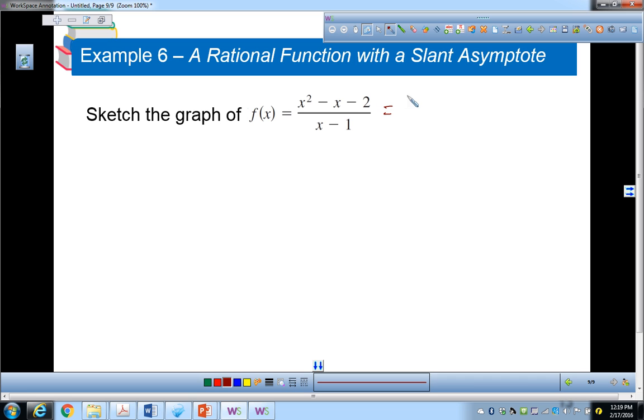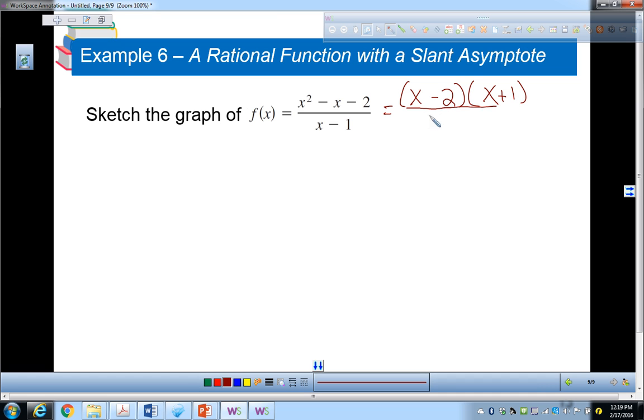What does this simplify to? What does the top turn into? You have to know how to factor. This is why you took algebra. X minus 2 times x plus 1, right? And on the bottom you have x minus 1. Does anything cancel out from the top and the bottom? No. If this were a minus 1 up here, then you'd cancel it out, and then you'd have a hole at x equals 1. But we don't.